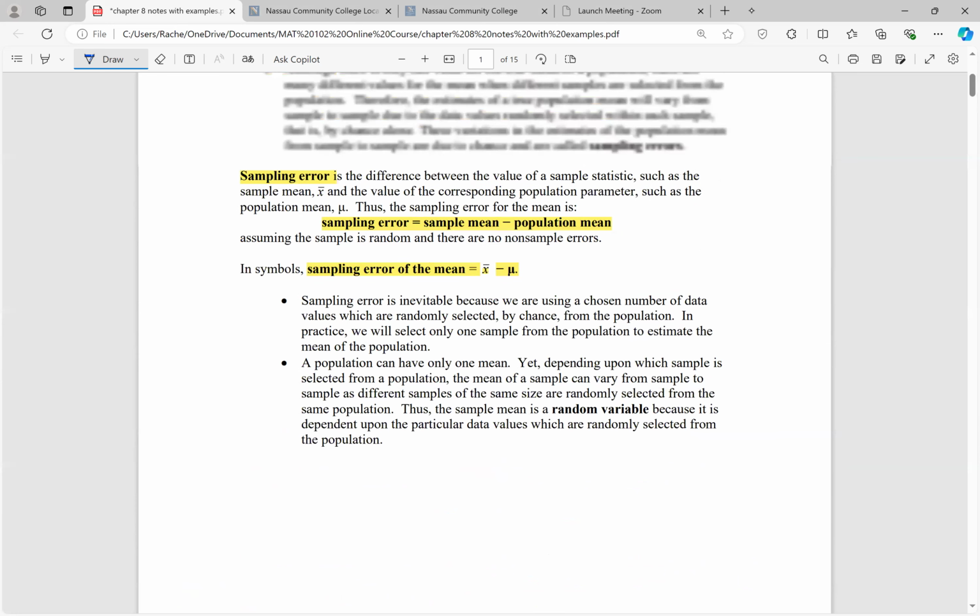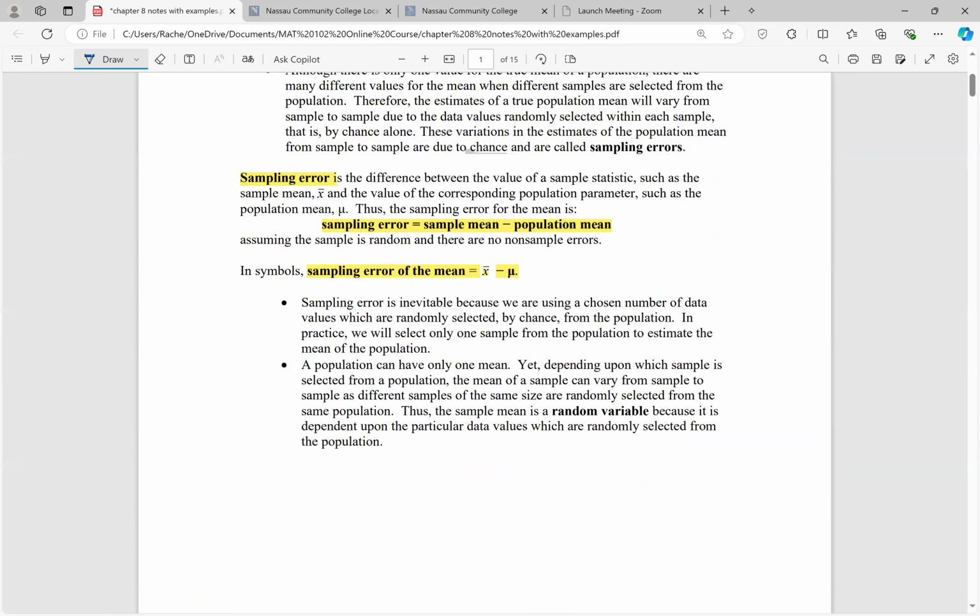To sum up, the point of this first introductory lesson is that sampling error is inevitable, because we're using a chosen number of data values which are randomly selected by chance from the population. In practice, we will select only 1 sample from the population to estimate the mean of a population. A population can only have 1 mean, yet depending on what sample you select, the mean of a sample is going to vary from sample to sample, as different samples of the same size are randomly selected from the same population. So we can think of the sample mean X bar as a random variable, because it all depends on the particular data values which are randomly selected from the population.